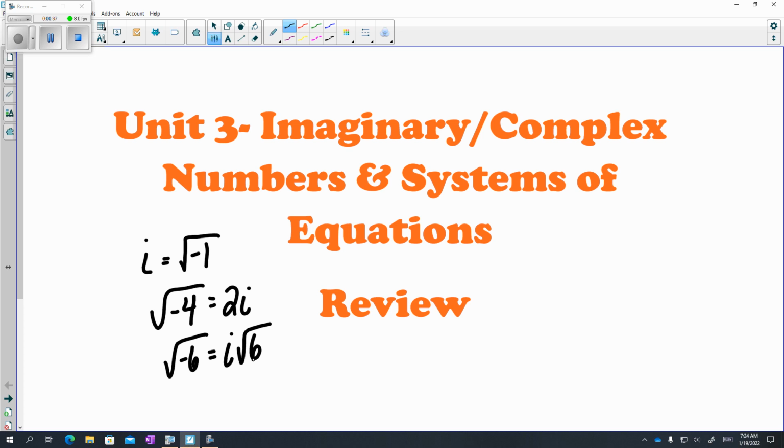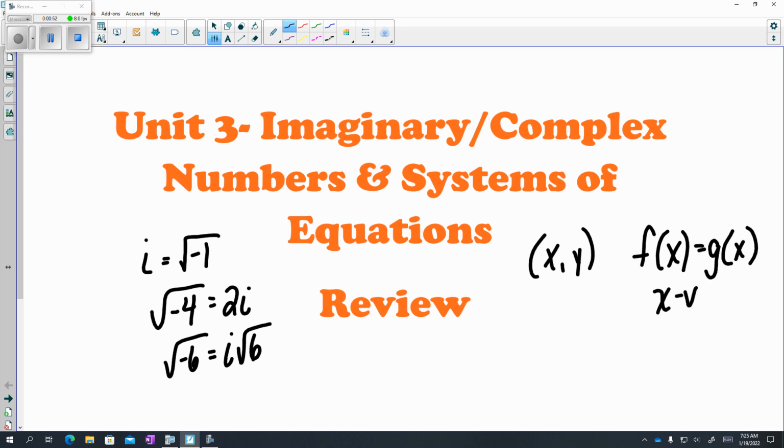And then with systems of equations, you want to remember that if it's asking for the solution to a system, that's going to be a point, x comma y. If it's asking for the solution to f of x equals g of x, that's going to be x values only. So those are just some general things to keep in mind before we jump into the problems.